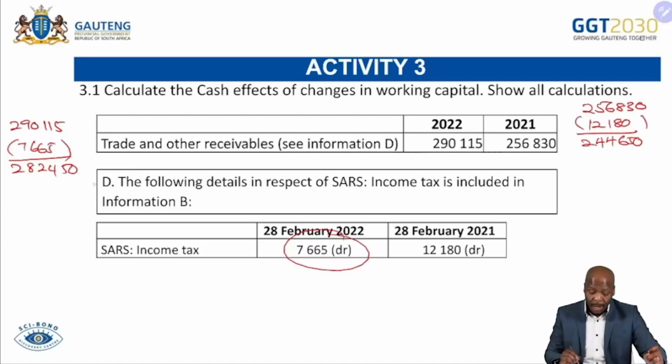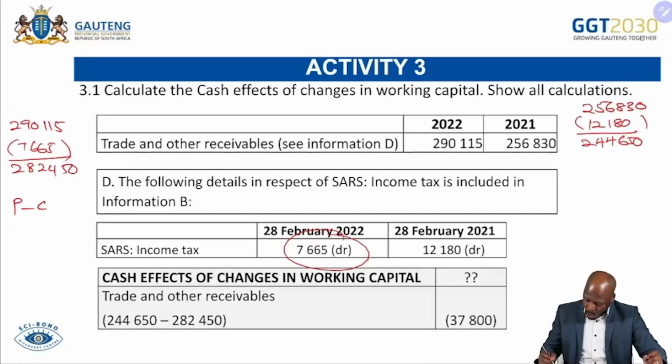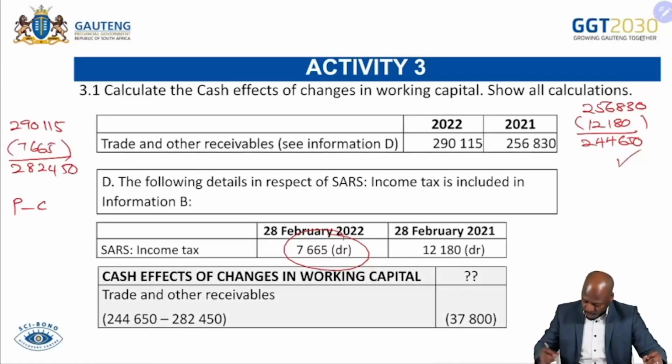Or you can use the calculator method, which says previous minus current. How much is your previous? I'm going to show you now in a simpler way. Okay, how much is your previous? 244,650. 244,650 minus my current, 282,450. The calculator will automatically give you a negative 37,800.